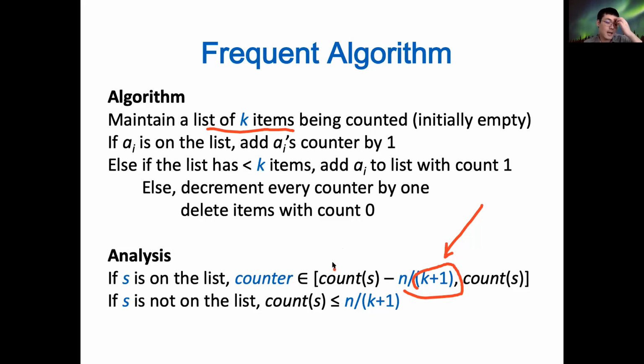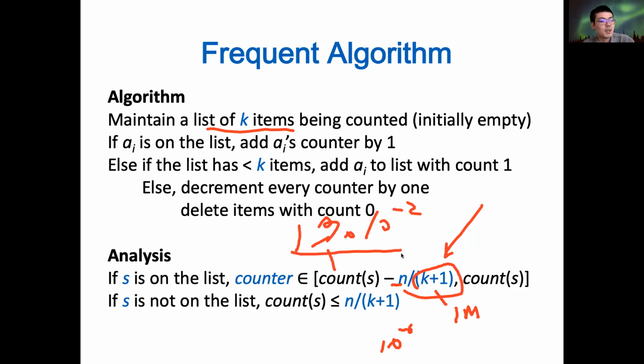Let's say you want to count everything that is larger than 1%, where the frequency is larger than 1% of the whole stream. Now you can set k as 1 million, which is 10 to the power of -6. This is much smaller than 10 to the power of -2. Compared with this amount, this error is really small. So this is really for frequent items, not for infrequent items.